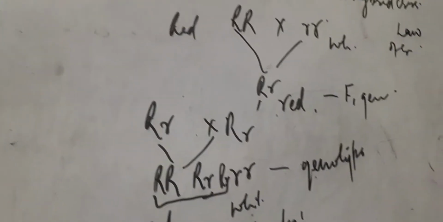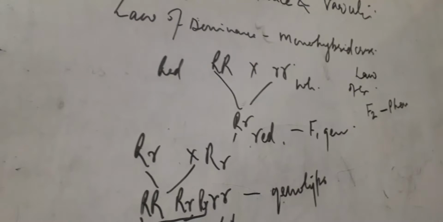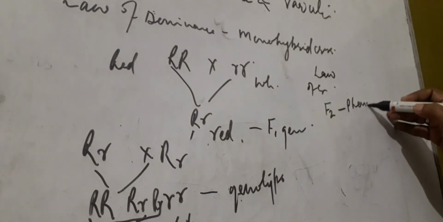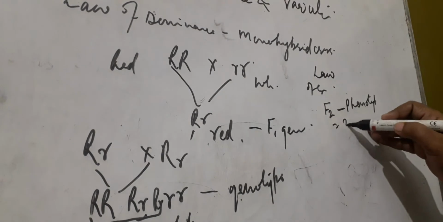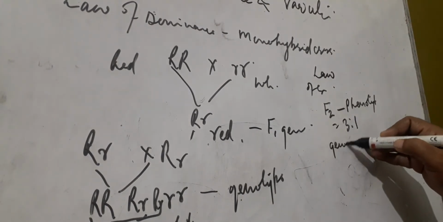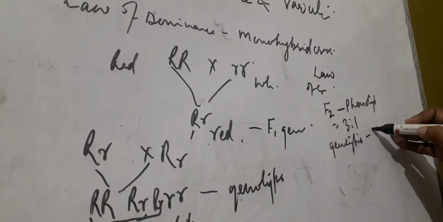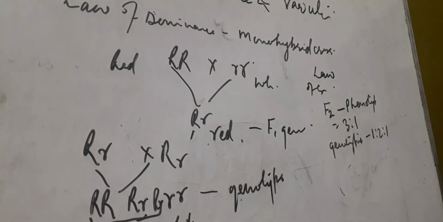As you were already taught by me in class 10th, the character which we can observe is called phenotype, and the character which is decided by what types of genes are present is known as genotype. In the F2 generation, the phenotypic ratio is 3 is to 1, and the genotypic ratio is 1 is to 2 is to 1. So that is the monohybrid cross.